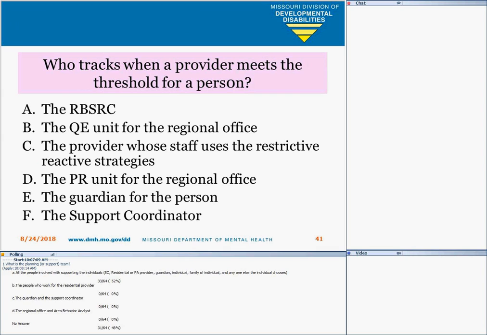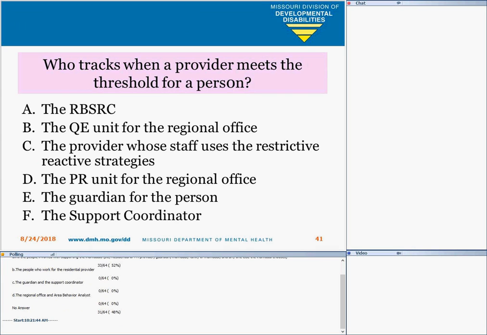Okay, our second polling question. I'd really like to get over 50% of you responding to this. Who tracks when a provider meets the threshold for a person? When a provider meets the threshold for restrictive strategies, who's tracking that?